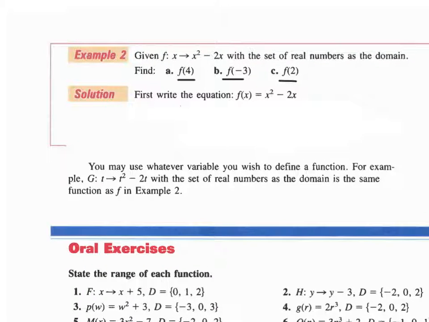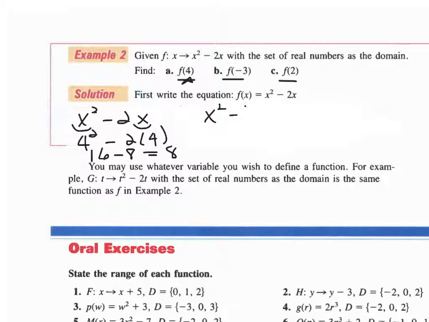I'm going to first take the function, the x squared minus 2x. I'm going to replace both of these x's with a 4 the first time I do it. So 4 squared minus 2 times 4. 4 squared is 16 minus 8, and I get 8. The next one, x squared minus 2x. I'm going to do negative 3 squared minus 2 times negative 3.